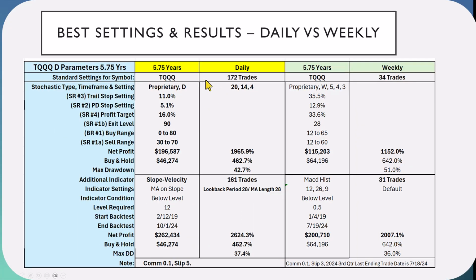I showed you how we had backtest results and could do settings for both daily and weekly types of stochastics. Here's what the spreadsheet would look like, showing those side by side with the settings parameters here on the left, and then the daily on the yellow color here, and the weekly in the green color over here.